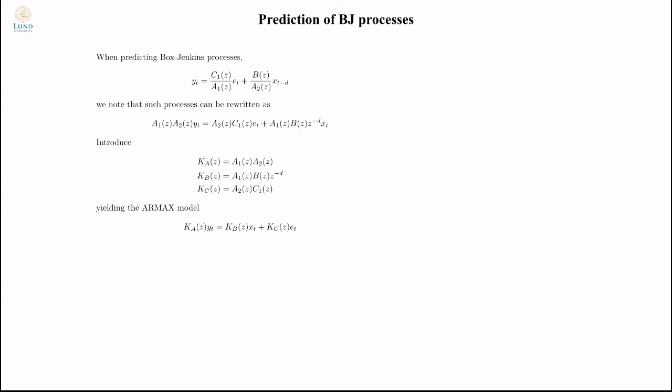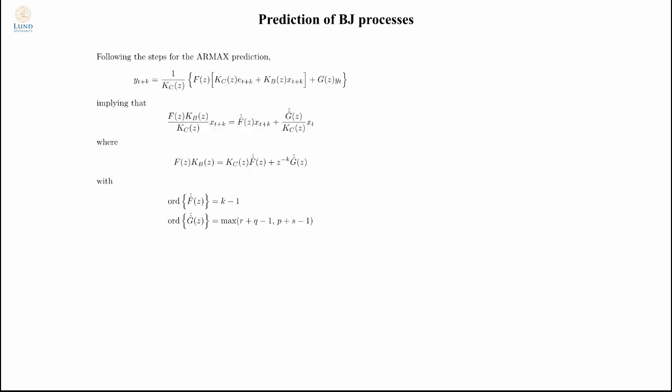Proceeding, we will look at the Box-Jenkins process instead. This would just be a special case of the ARMAX process. So basically I will just rewrite my Box-Jenkins model on an ARMAX form like this. To simplify my notation, I will introduce the new polynomials KA, KB, and KC like this, and now I have a new ARMAX built from these like this.